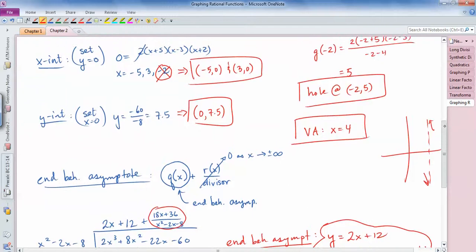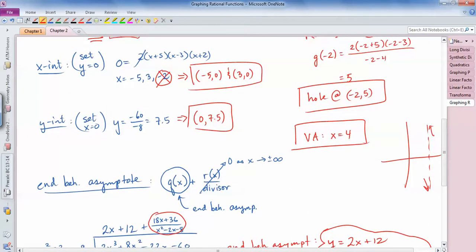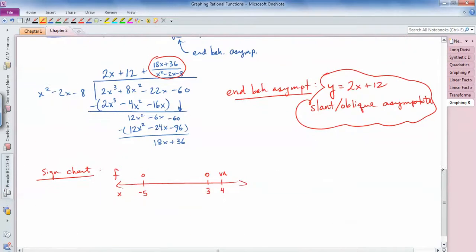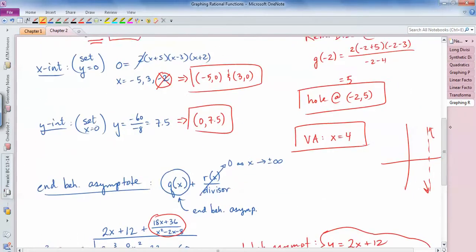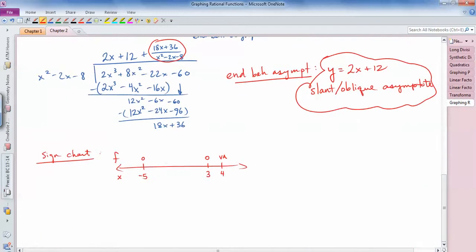Now this is sort of a moot point, but the removable discontinuity, if the y value had been 0 there, then you would have gotten a hole right on the x-axis. So it's possible that you could change signs there from negative to positive as well. Since it's already positive 5, it's not going to matter, but I'd say it's good practice to check it anyway. So I'm going to put, let's see, it's at x equals negative 2. So negative 2, removable discontinuity.